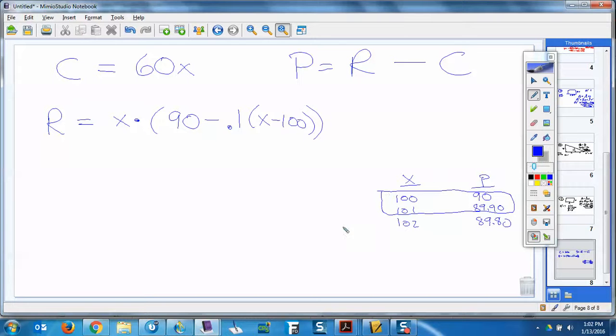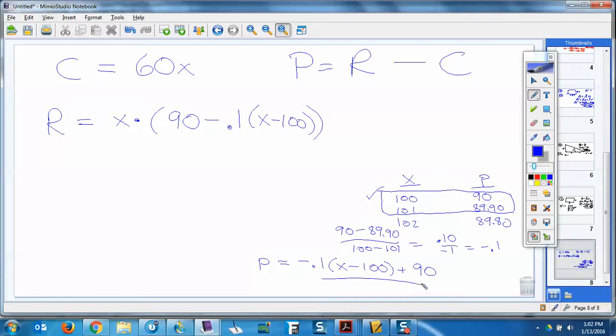So I would say, all right, 90 minus 89.90. I'm going to subtract my Y's, and then subtract my X's, and I get 10 cents over -1, which would be negative 0.1. There's my slope. So now my equation would be Y equals, or in this case, P equals negative 0.1 times X minus, let's use this point here, X minus 100 plus 90.